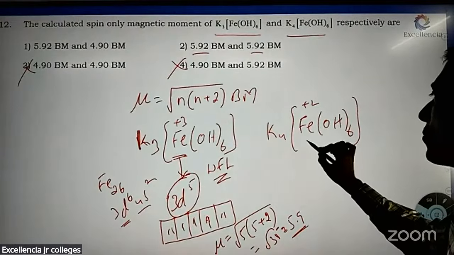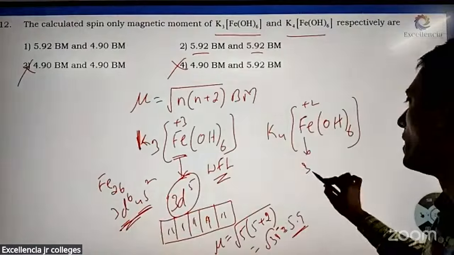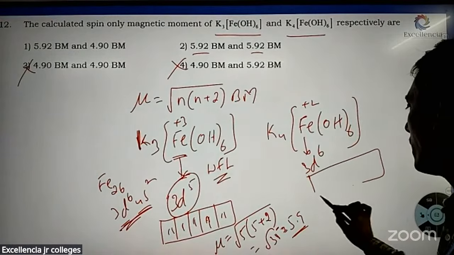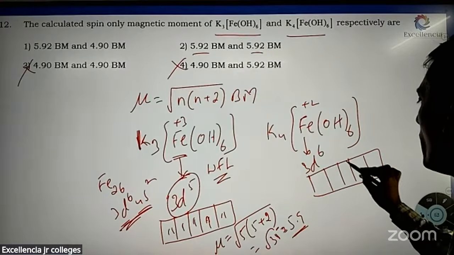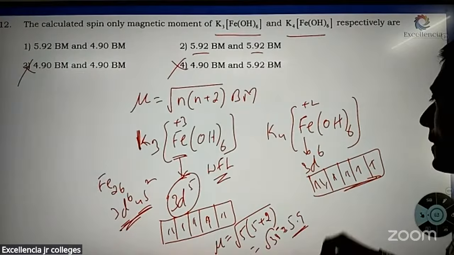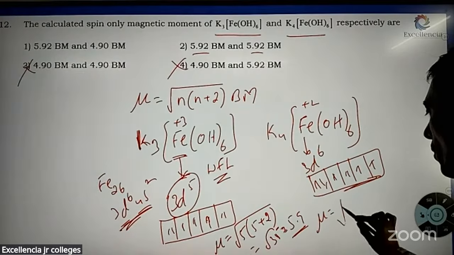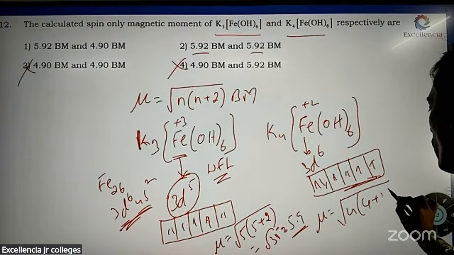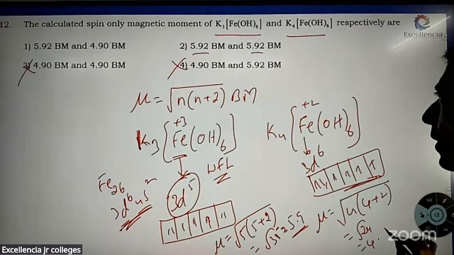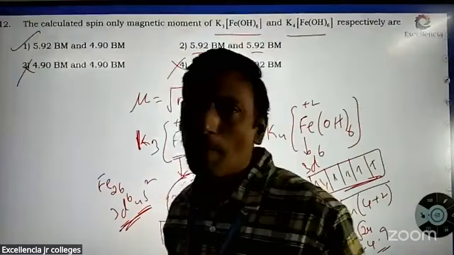Very simple one. So Fe plus 2. When it is Fe plus 2, same iron, plus 2 means 3d6 is the configuration. When 3d6 is the configuration, how many unpaired electrons? Okay, so 4 unpaired electrons. It is a weak field ligand. So when 4 are the unpaired electrons, root of 4 into 4 plus 2, root 24. Means how much will we get? 4.9, something like that. So this option becomes the answer.